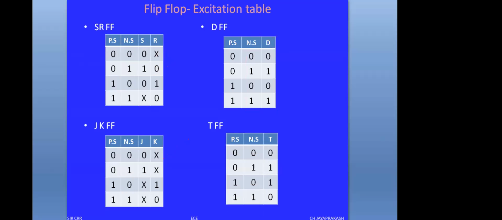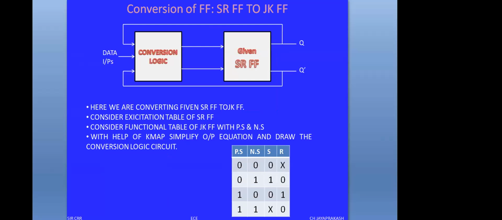After that, we covered the conversions of one flip-flop to another flip-flop. For every conversion, you must first draw the logical diagram, that is the block diagram. The conversion logic with the given flip-flop, data inputs, and outputs Q and Q bar. You have to first draw this.